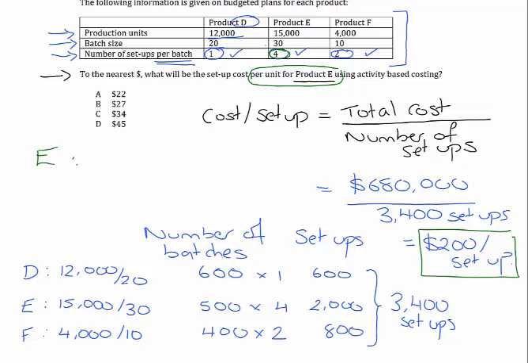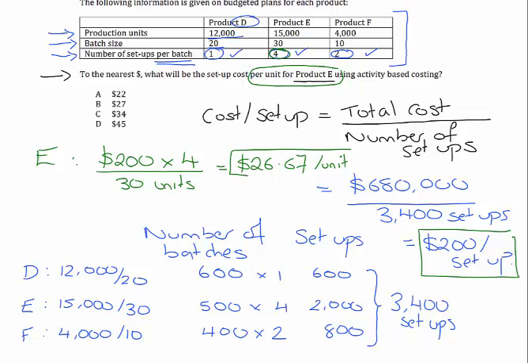So if we then think about product E, we're going to have 4 setups in a batch. So each setup is $200. We're going to need 4 of these in a batch, but that batch will then produce 30 units. So 200 times 4 is 800 divided by 30, and this will then give us 26.67 per unit. And to the nearest dollar, that is going to be 27, and your answer is B.